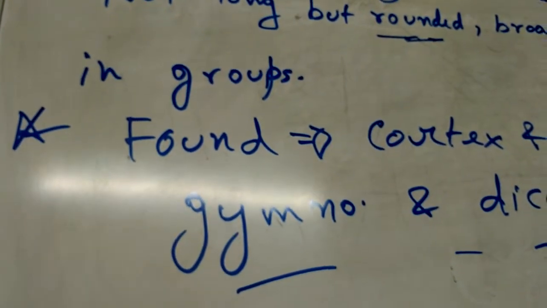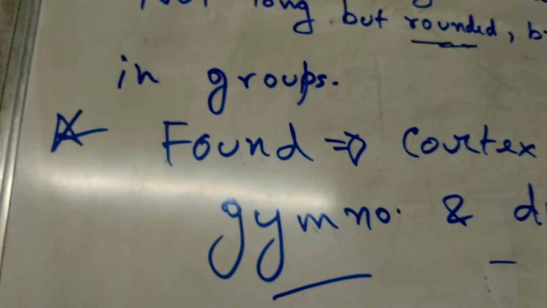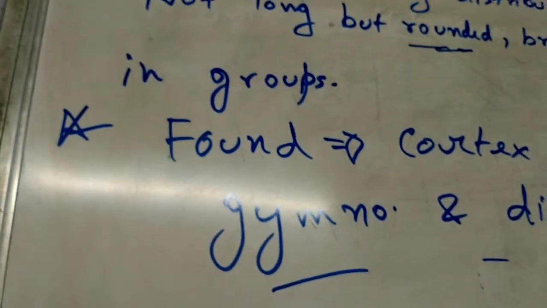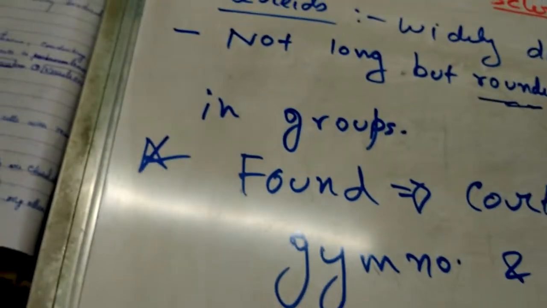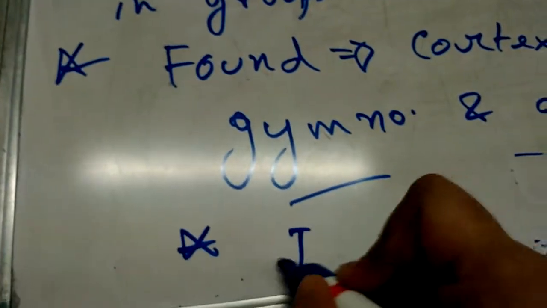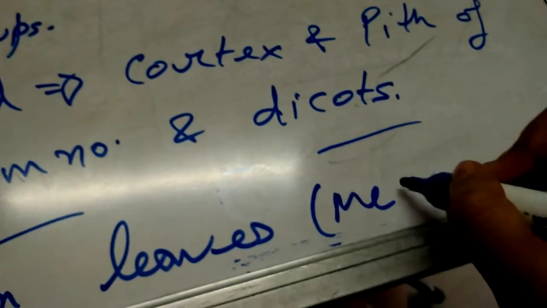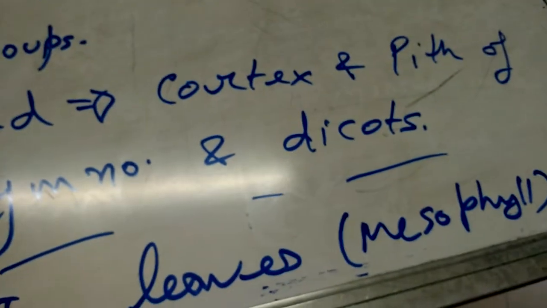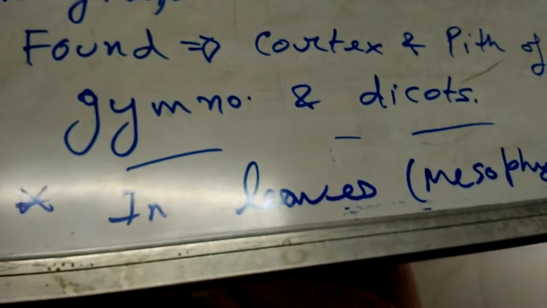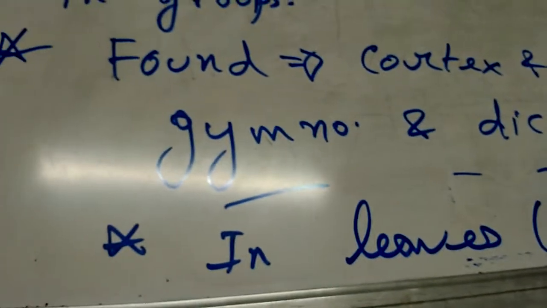They are also present in some leaves, in the mesophyll part of leaves, where sclerids are widely distributed, compactly arranged, very well formed. So these are some sites or places where you can find sclerids in abundance.